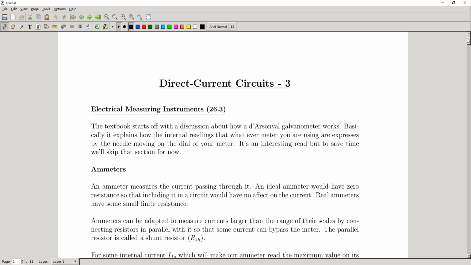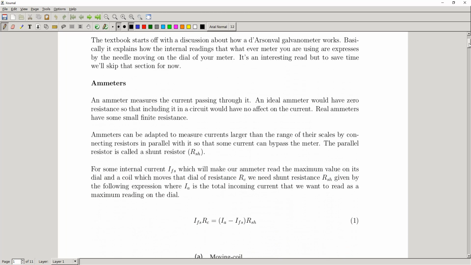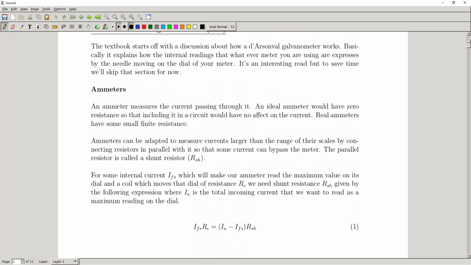Okay, so here we have a little discussion and an equation here. So equation 1. So for some internal current, IFS, which makes our ammeter read its maximum value on the dial, and let me just pause here to say that IFS is meant to stand for I full scale, and that means whatever current it is that when passing through the ammeter would make the needle on the dial point all the way to the maximum reading. Okay, so IFS is that value.